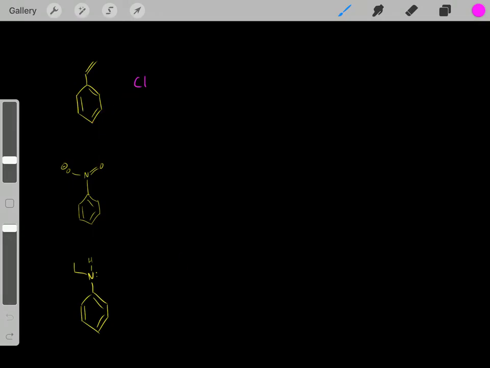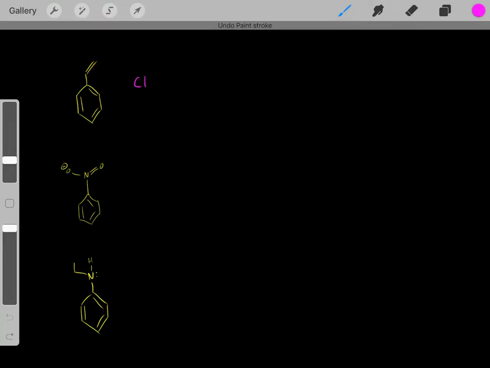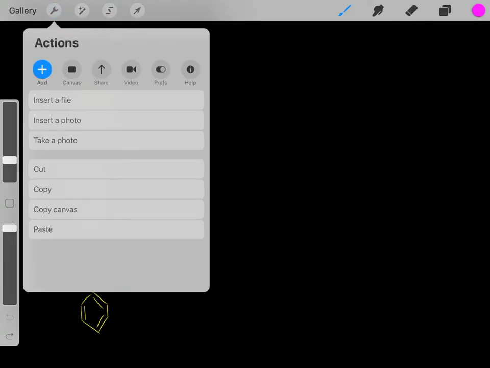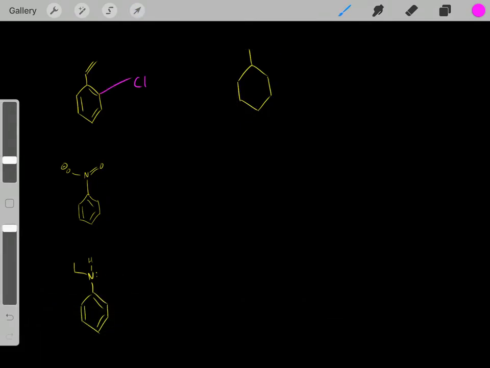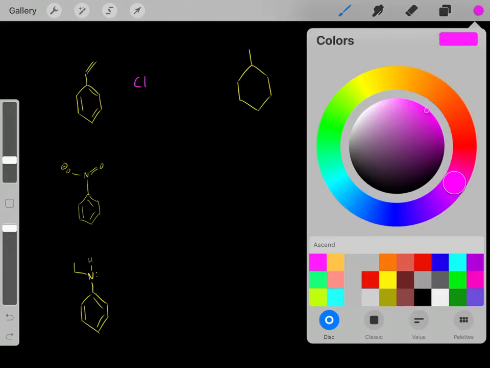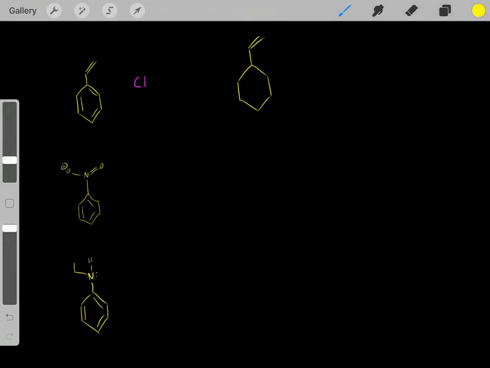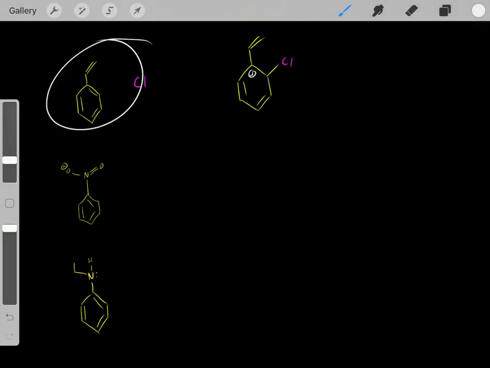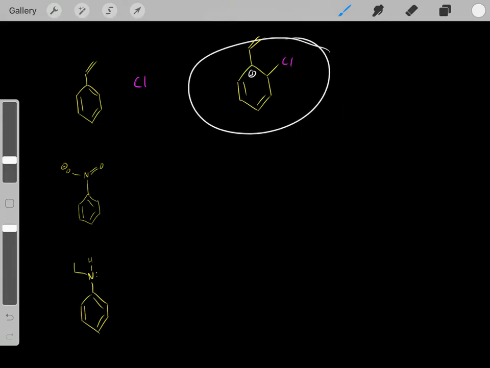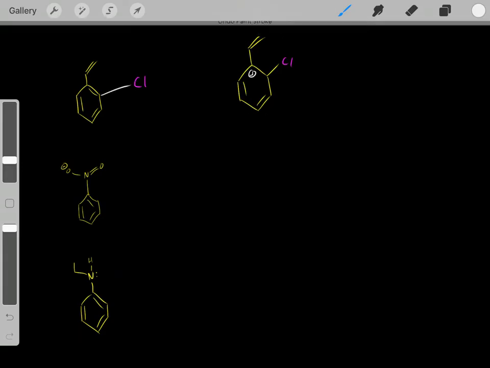Well, the way I like to determine if this is electron donating or electron withdrawing is I simply imagine adding it in the ortho position. That's always the first step I do. So if we were to add it in the ortho position, it would look like this, with the chlorine here and the positive charge here. So that's the first thing I do when solving these problems, I simply add it in the ortho position. And I see, does this make sense? Does adding it in the ortho position make sense?